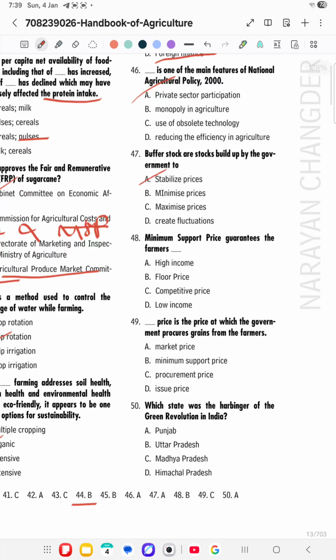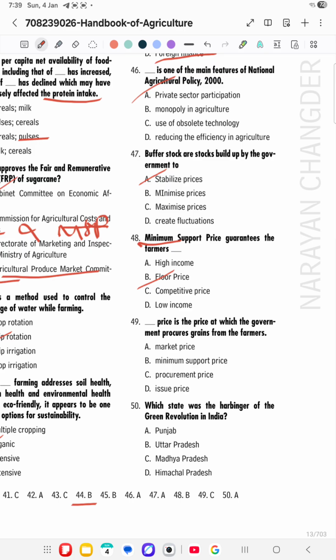Actually, buffer stocks are built up by the government to ensure food security, not price stabilization. Minimum support price guarantees the farmer high income, floor price, competitive price, low income. Minimum support price is floor price, I think. Yes.